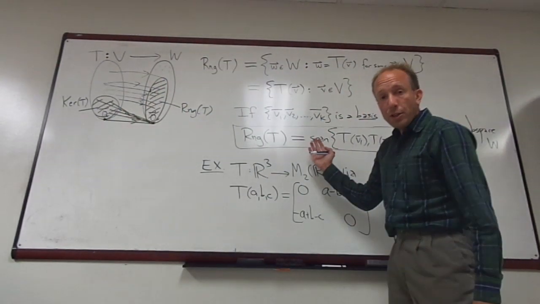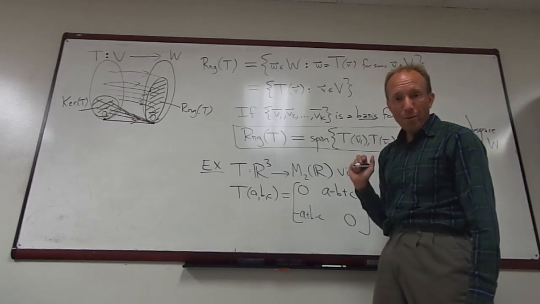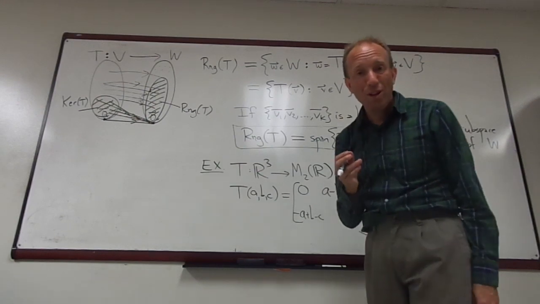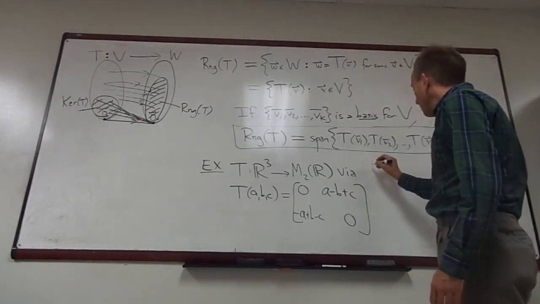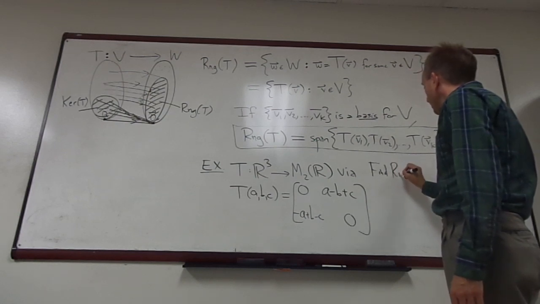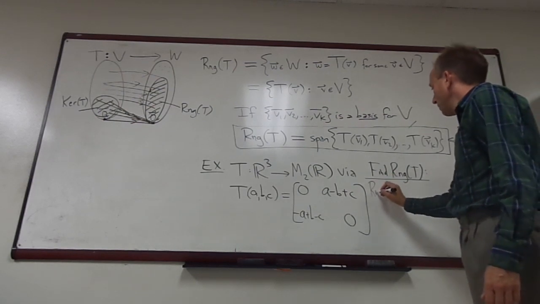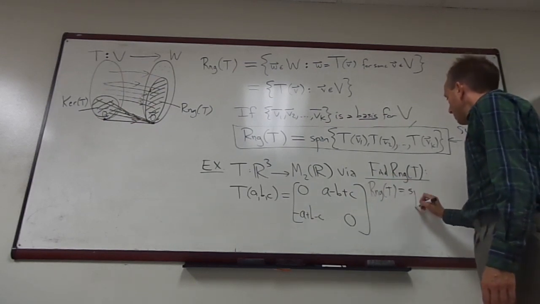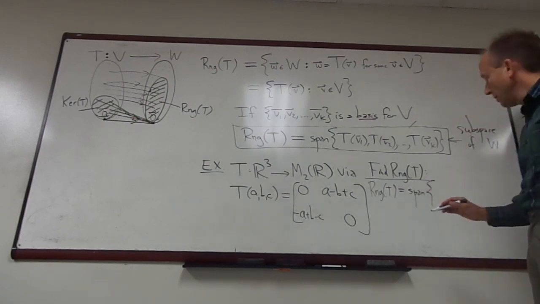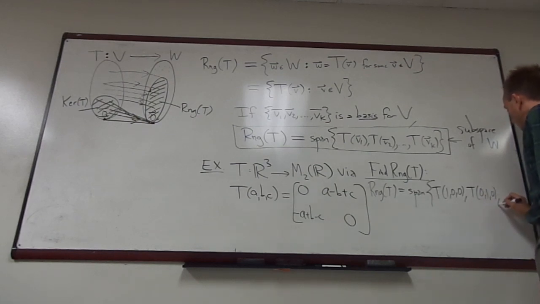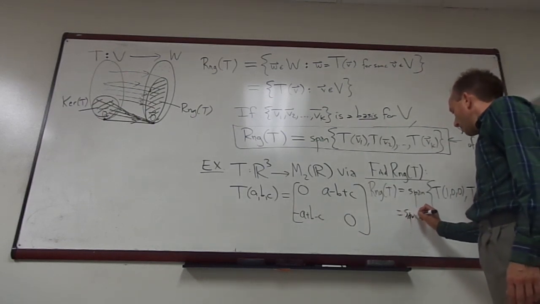So if we're going to use this boxed formula to do that, we need a basis for R3. So I am going to suggest we use the standard one because that's the easiest one that we all know. Okay? So according to this formula, all we have to do to find the range of T is simply take the span of T of (1, 0, 0), T of (0, 1, 0), and T of (0, 0, 1). These are my basis vectors. Okay? So let's just calculate these things.